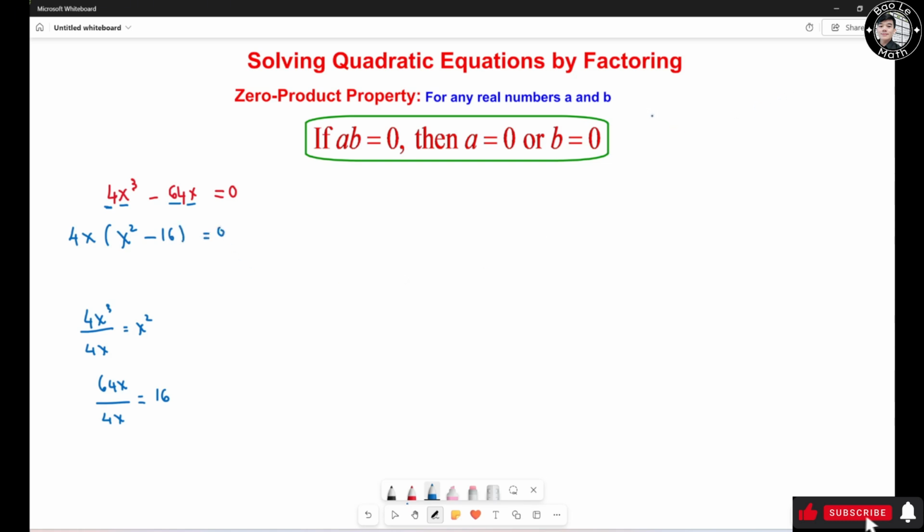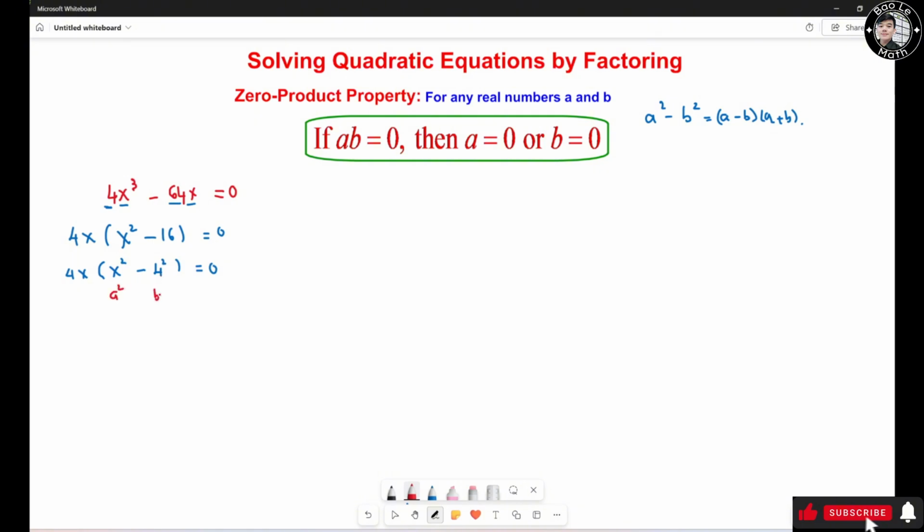Now remember we have the difference of two squares. A squared minus b squared is going to be a minus b times a plus b. So one more step, 4x times x squared, and I rewrite minus 16 as minus 4 squared, equals 0. Alright, now x squared means a squared.